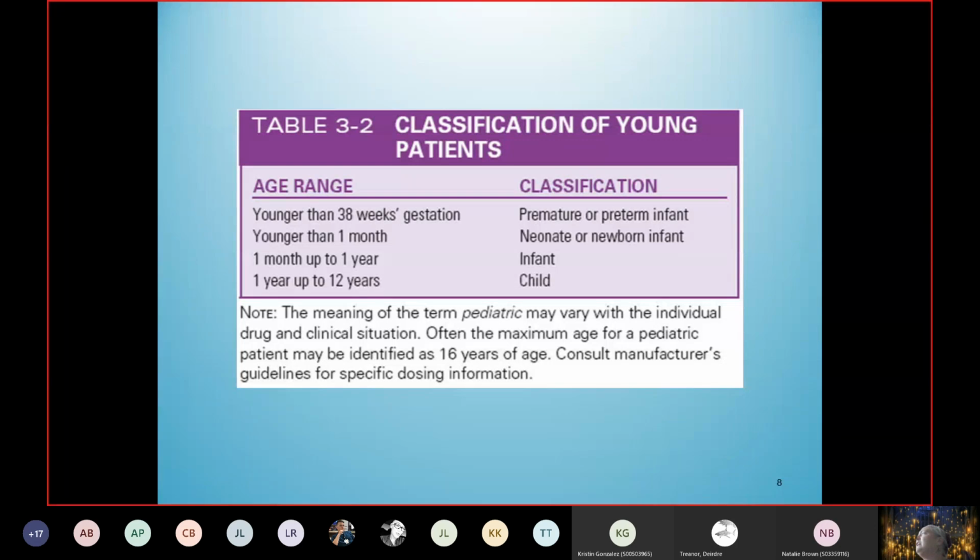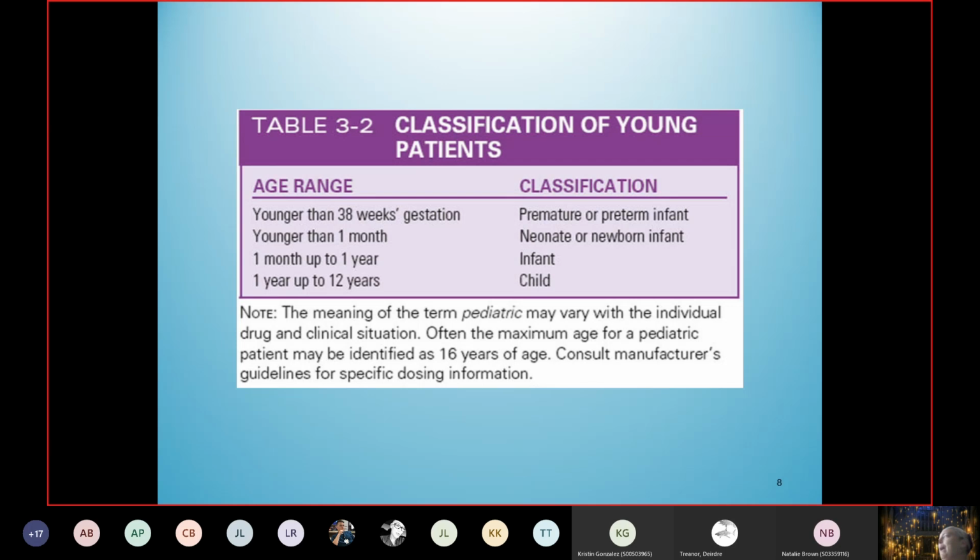All right, classifying young patients. If a baby is born under 38 weeks gestation, they are considered premature or preterm. Any infant younger than 1 month is a neonate or newborn. 1 month to 1 year is an infant, and then 1 year to 12 is a child. And then after 12, it goes all downhill. No, I'm just kidding. So pediatric dosing may differ.